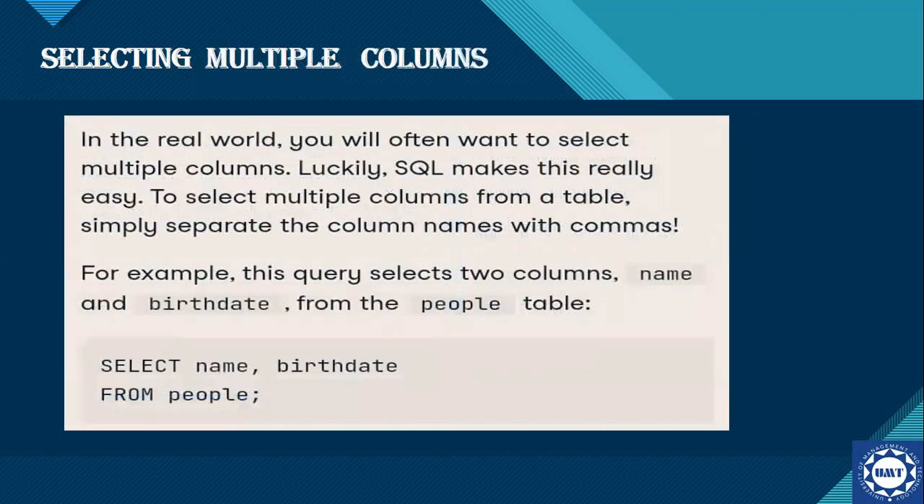Then selecting multiple columns. In the real world, you will often want to select multiple columns. Luckily, SQL makes this really easy. To select multiple columns from a table, simply separate the column names with commas. For example, in the following query, this query selects two columns. One is name and the second one is birthday. These two columns are simply separated by a comma, and they are being selected from the table named people.